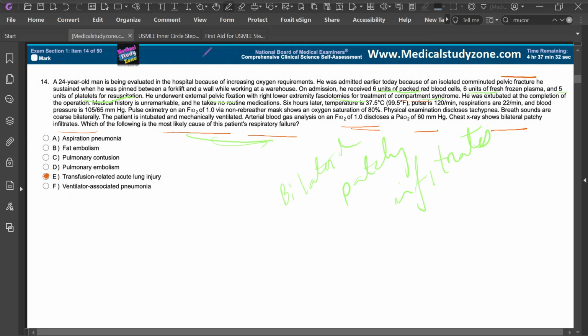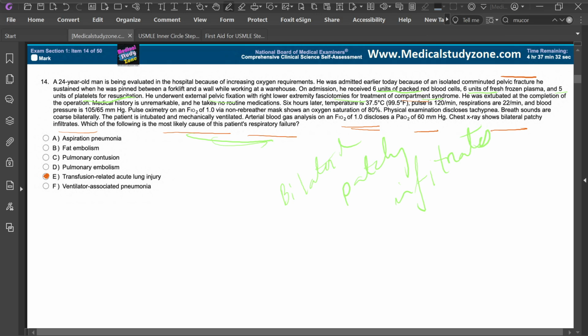Okay, the next options, B, C, and D. B, fat embolism, typically occurs after long bone fracture or pelvic fracture due to fat macroglobulin embolization to the pulmonary and systemic circulation. Presentation can include the triad of hypoxemia, petechial rash, and neurological derangement. There is no rash in this patient.